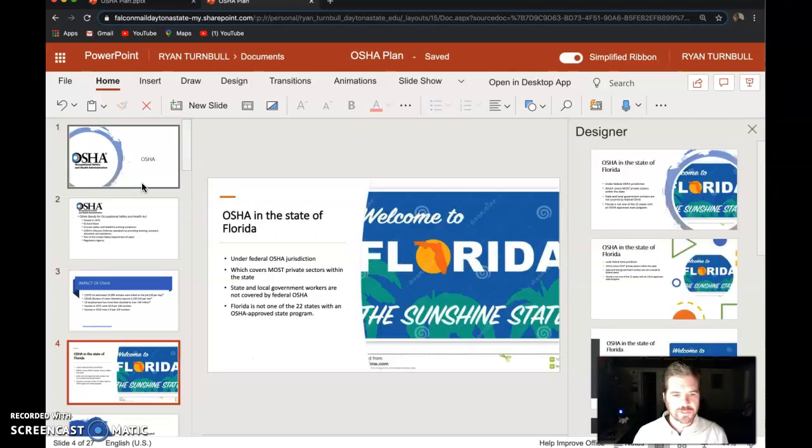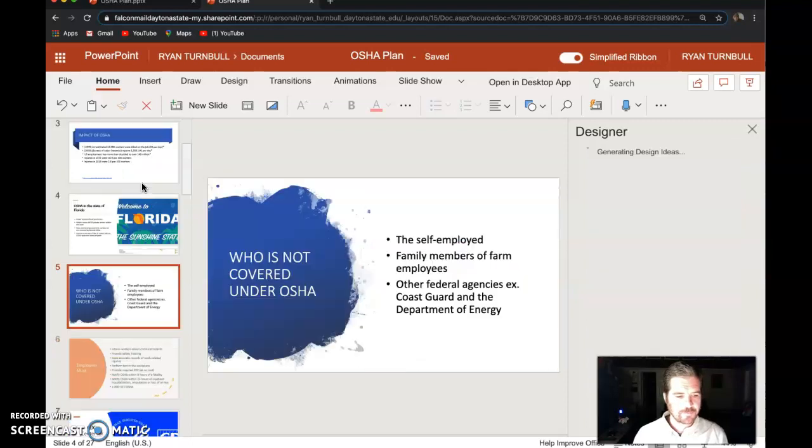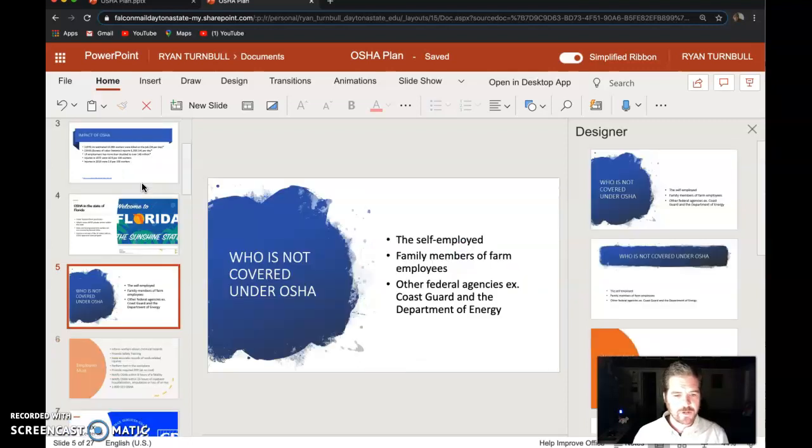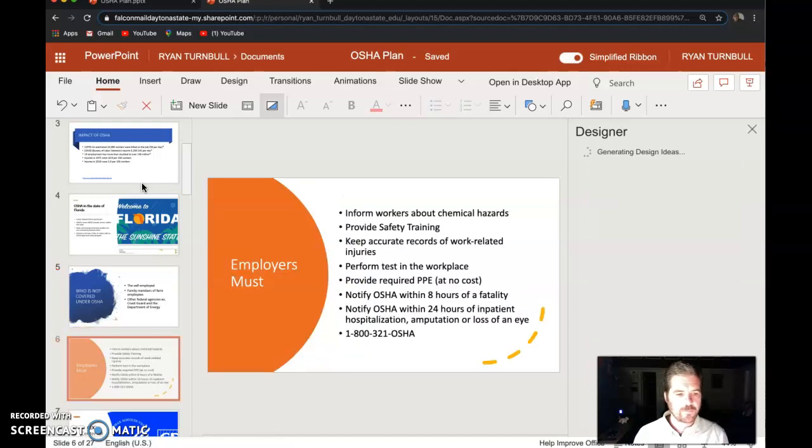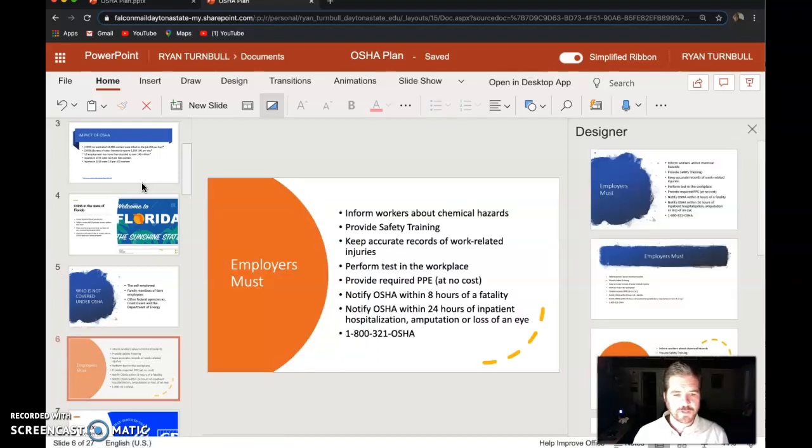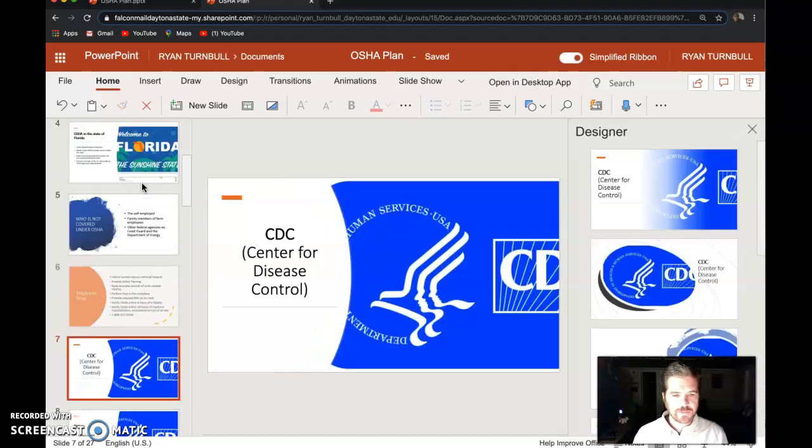We'll be talking about OSHA in the state of Florida. Are we an OSHA-approved state program? And how many are OSHA-approved state programs? How many out there? Who is not covered under OSHA? Those are some things that some people may not know about. Some employers must, what they must provide, what they must not provide. Some protocols, some procedures.